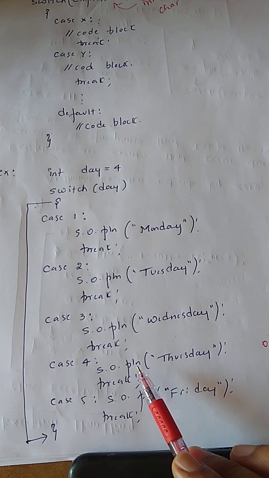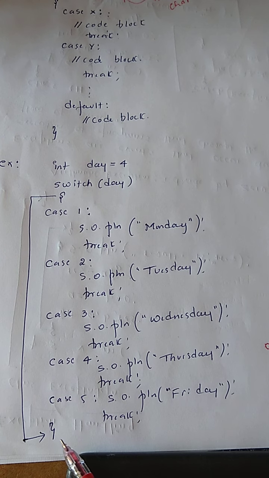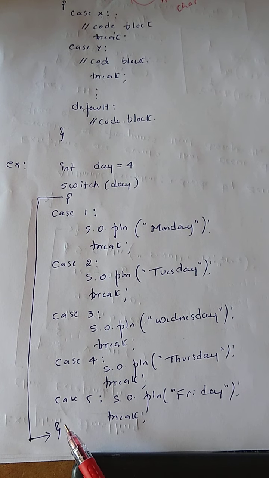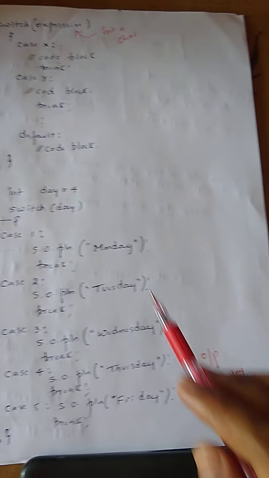So it is going to execute System.out.println, and you will get the output Thursday. Since we have written break, it will come out of your switch statement and continue with the next line after the closing bracket. So you'll get the output as switch. Okay, just copy this particular program.